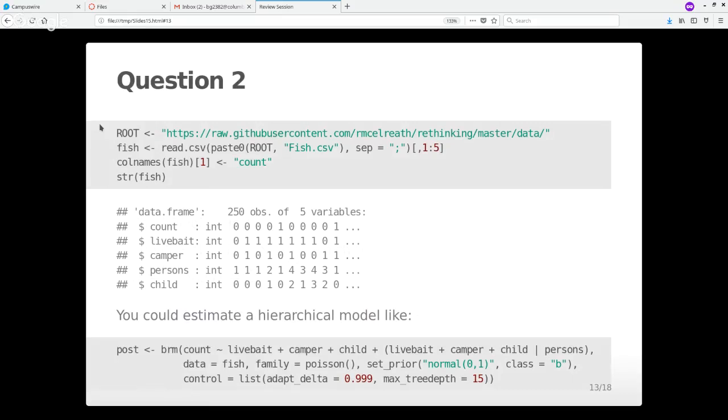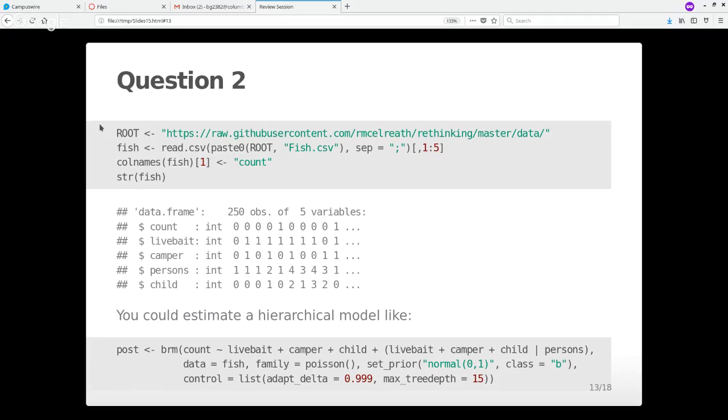Number 2. This was a problem about fish, or about how many fish get caught. So there's a data set, it's pretty common. It has about 250 observations on 5 variables that were collected from people who go to some national park or whatever. And one of the things we might want to do a hierarchical model of is how many fish they catch.